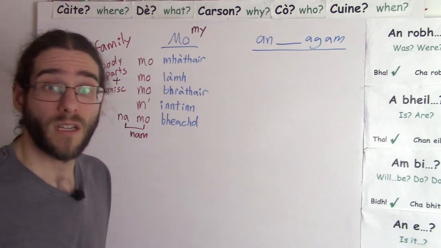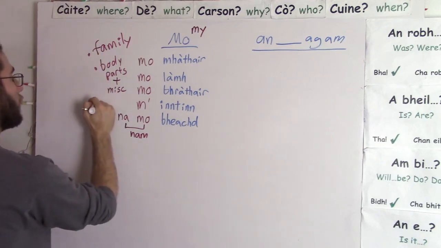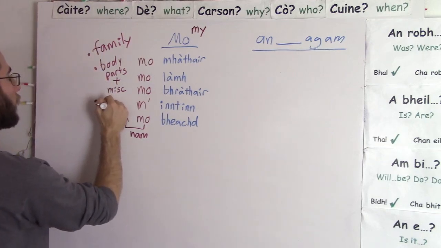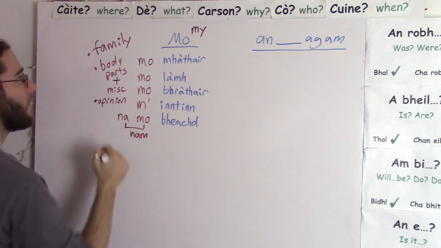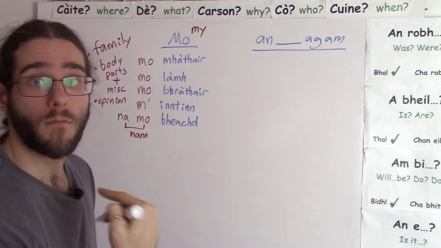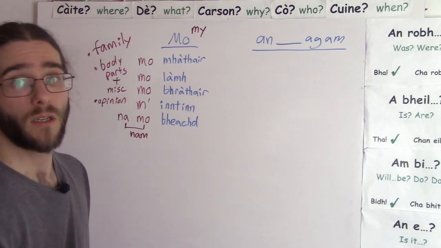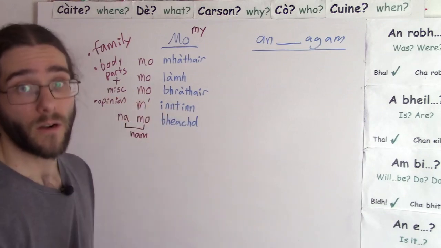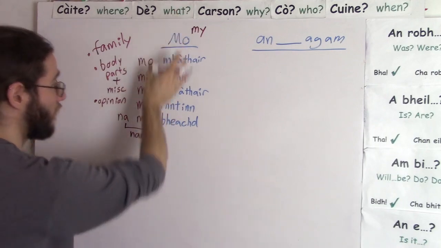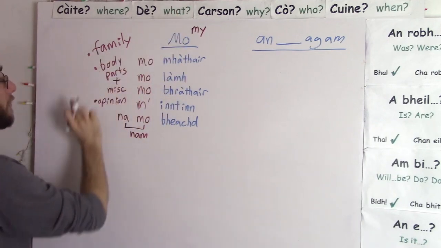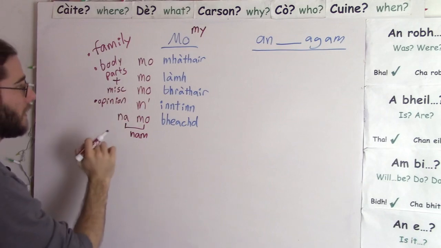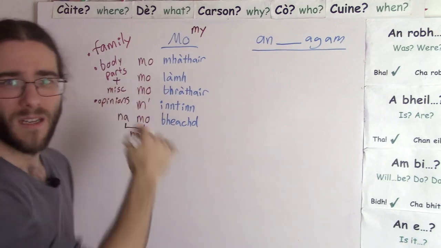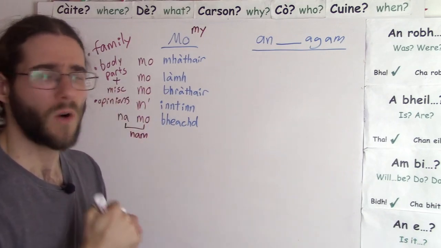Movyach. Well, your opinions are pretty intimate too. Yeah, opinions, right? So this is what these all have in common. This is when you use mo. And by extension, using do for your and for his and her, that kind of thing. But you use this form for family, body parts, miscellaneous, and opinions. These are intimate. They're mo.